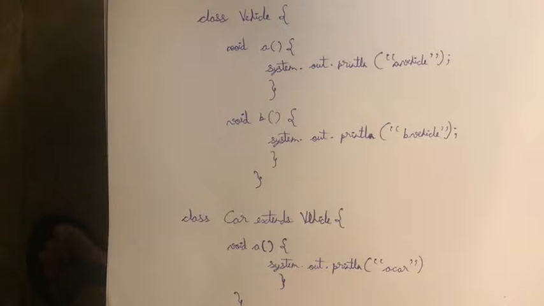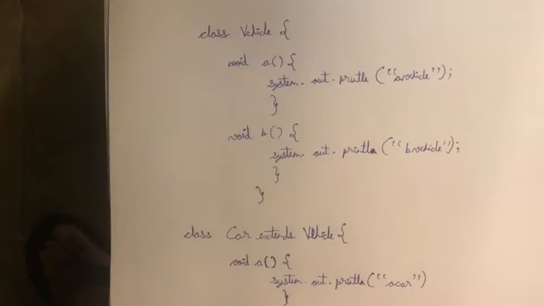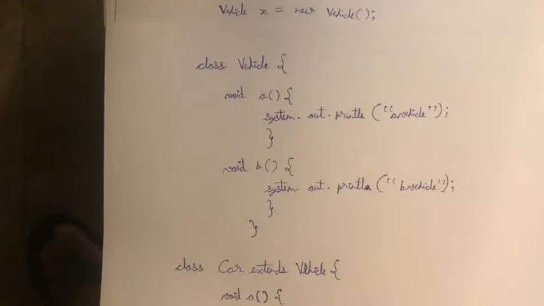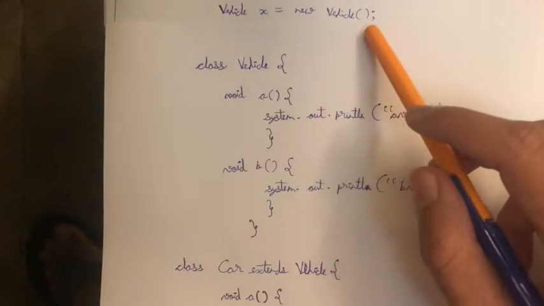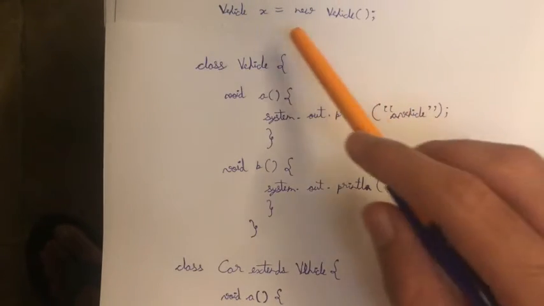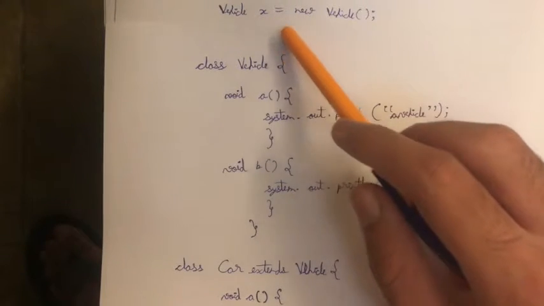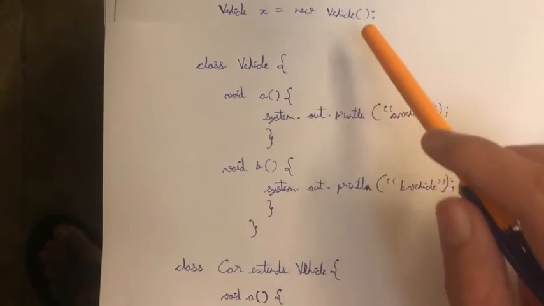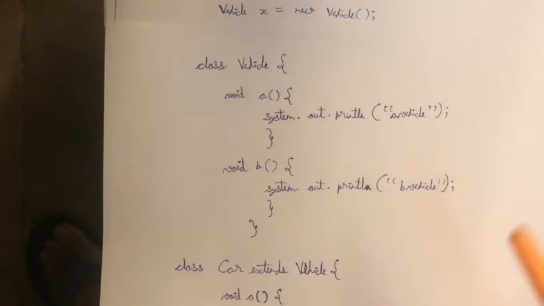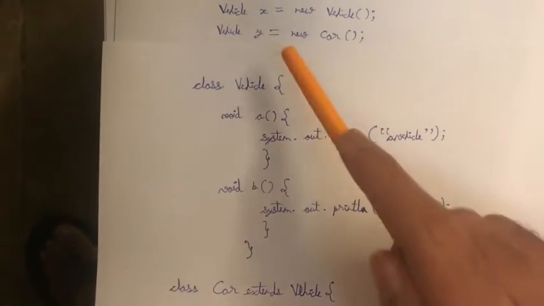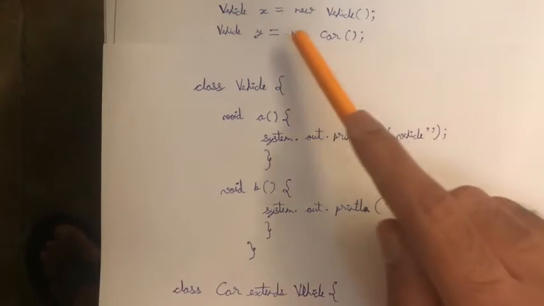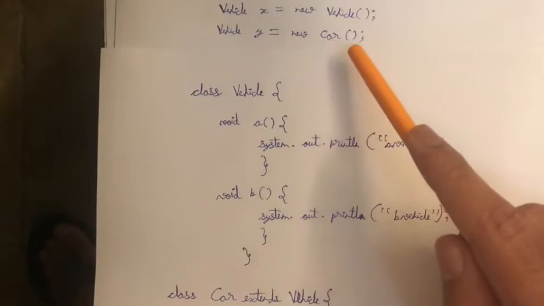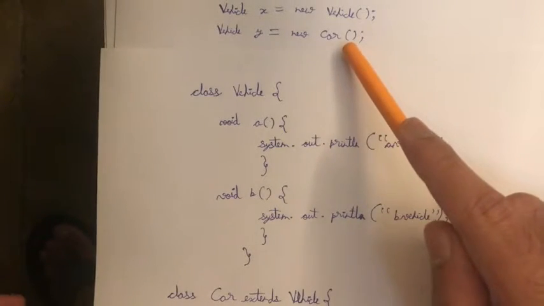So now we will learn something that's called overriding. If you make two objects, number one, we make an object vehicle X is equal to new vehicle. So in this, X is a new object in which the constructor of vehicle is being called, and vehicle Y is equal to new car. Y is an object in which car's constructor is being called.